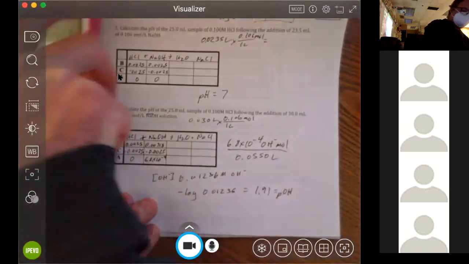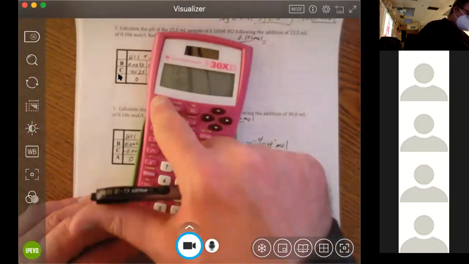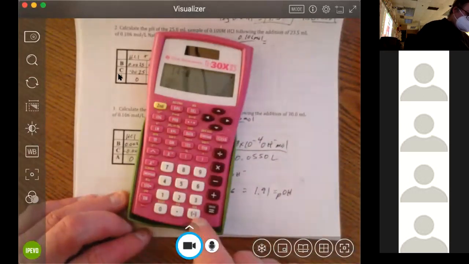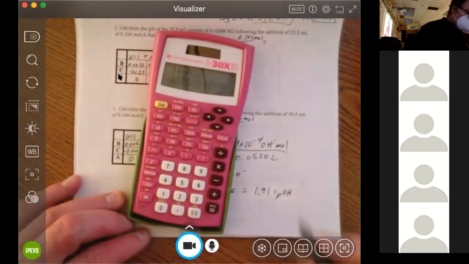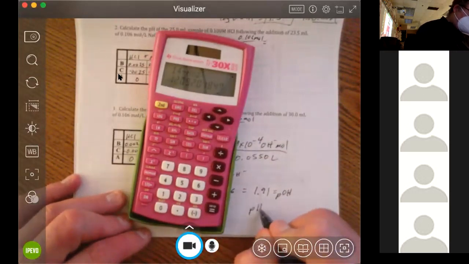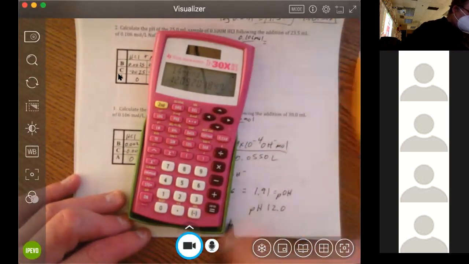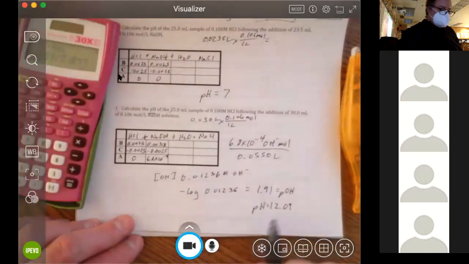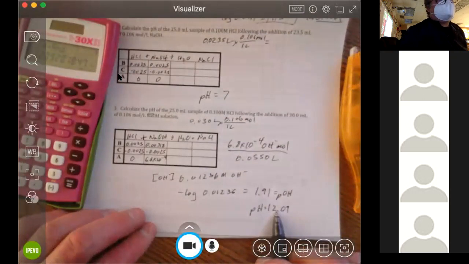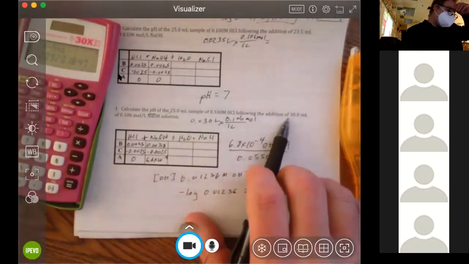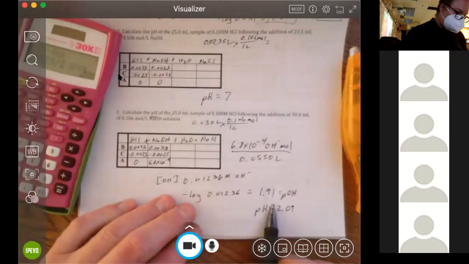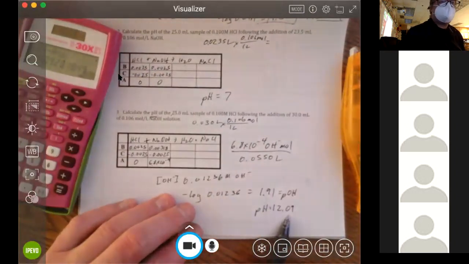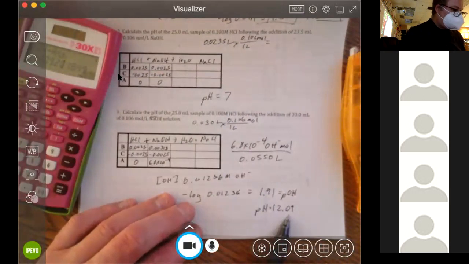So what do we have to do to this? Subtract 7. Nope, 14. Sorry. No worries. And we get a pH of 12.1. 12.09, sorry. Subtraction again. So 12.09. Does that make sense? Well, we had more base than at the equivalence point. So it makes sense that our pH goes up beyond 7 because we have a higher concentration of hydroxide ions.